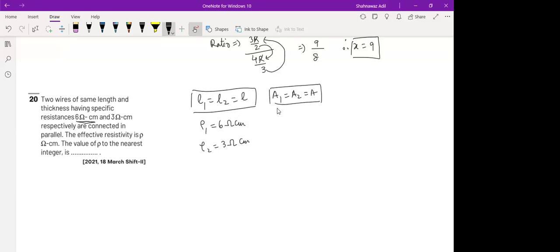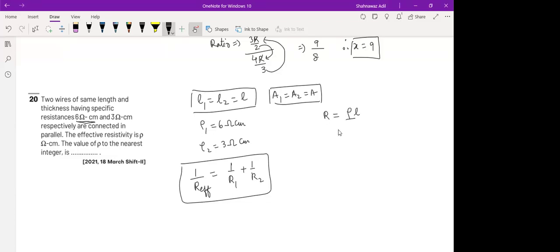Then we have to find out the effective resistivity. We know what happens in the parallel combination. In parallel combination, the effective resistance would be 1 by R1 plus 1 by R2. And we know that R in terms of resistivity is rho L by A.